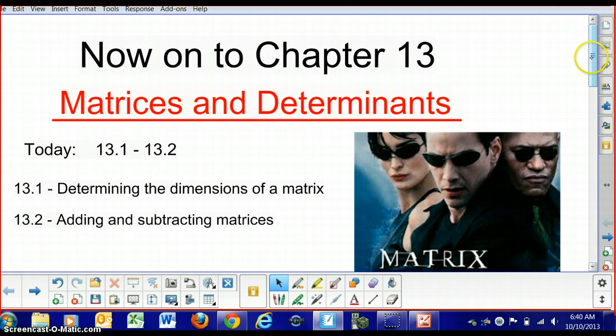So we're going to start out in the first two sections. They're fairly straightforward. The first section, 13.1, is determining the dimensions of a matrix. And you know, when we were entering our systems of equations into the matrices, we had to tell it what the dimensions were. It's always going to be rows by columns. And then we're also going to be adding and subtracting matrices. So I think we're ready to go.